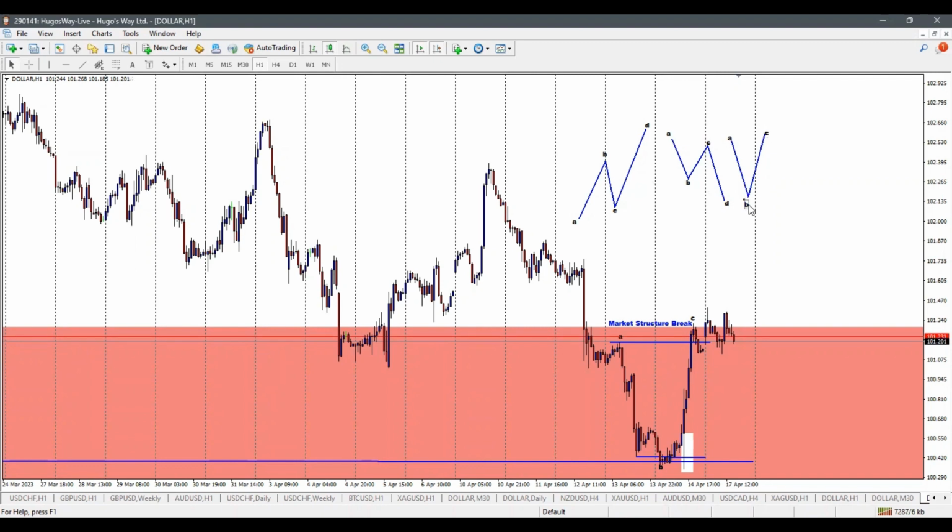Now, when the structure breaks in this manner, then we do what I call, and I tell my students, musical chairs, which means that the lowest point over here becomes A, and the major break where the price broke at the previous swing here becomes the B point. And this is the foundation of what a break in market structure means.